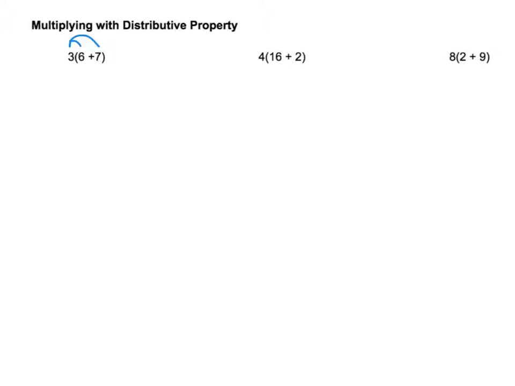When we multiply with the distributive property, we have to take the number that's outside the parentheses and distribute it to the numbers that are both inside. So we've got here 3 times 6 and 3 times 7. When we work that out, we've got 3 times 6, which is 18, plus 3 times 7, which is 21. And when we add that together, we get 39.